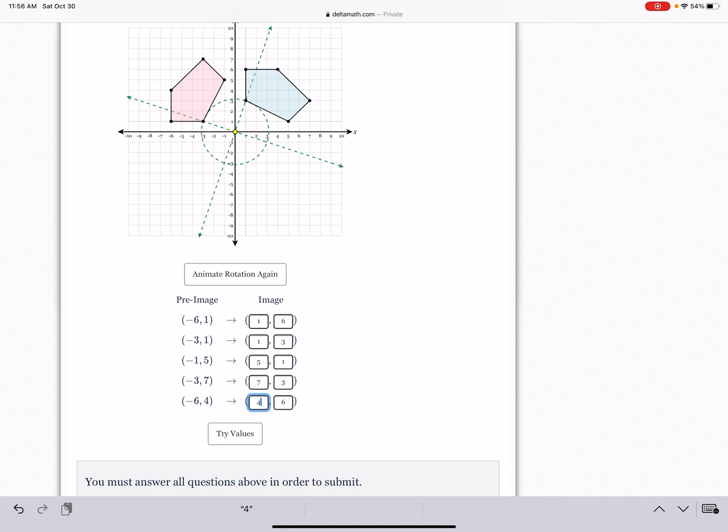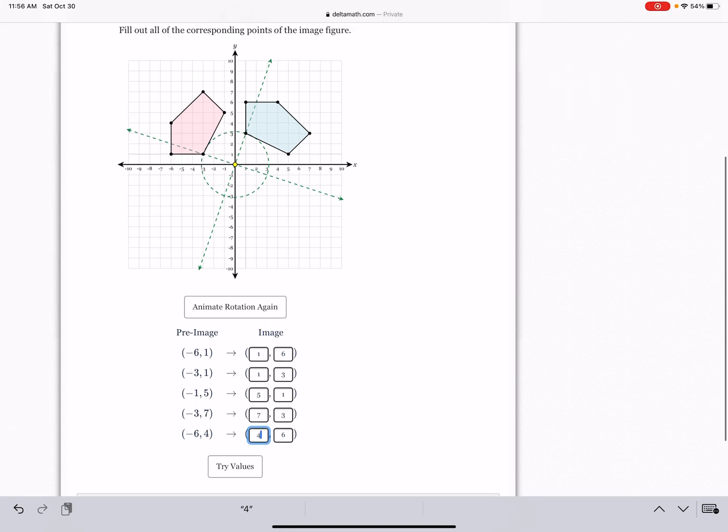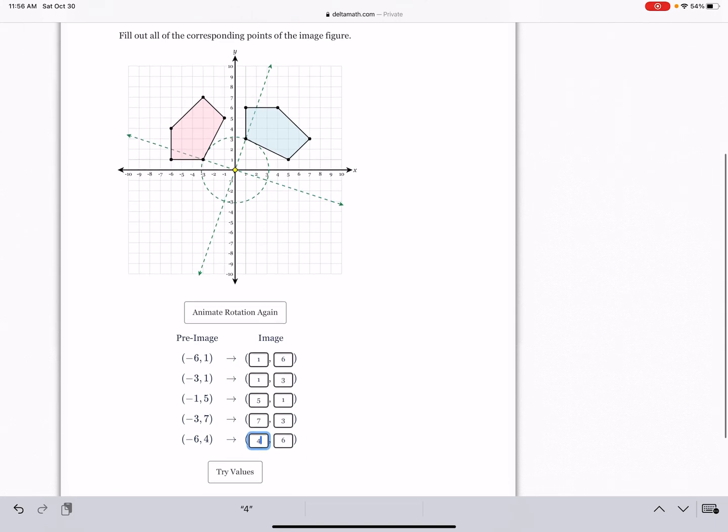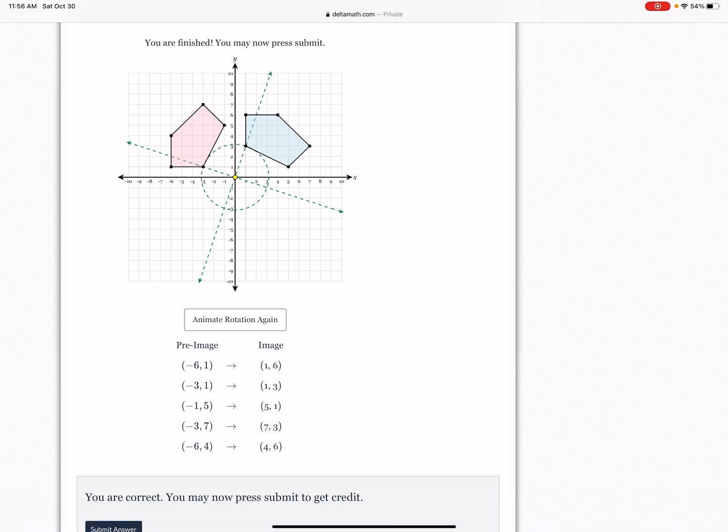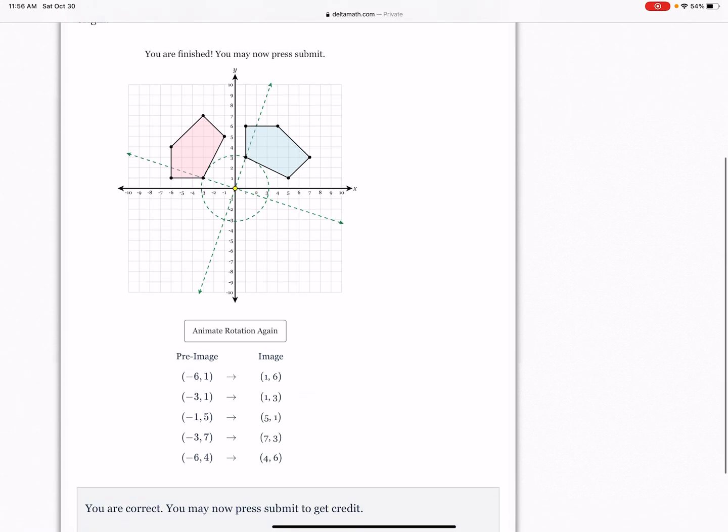That's the rule. I'll write the rule here since I'm working, so I can write it. I hope you understood. So try these values. Yes, you're correct. Let me take a picture to give you the reference.